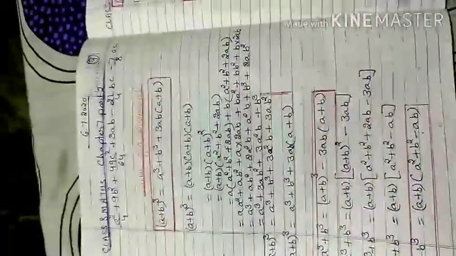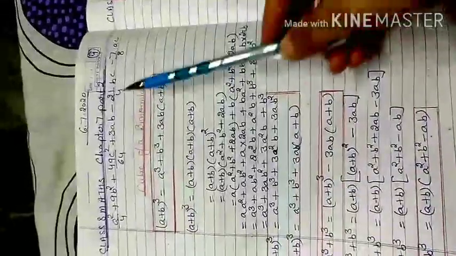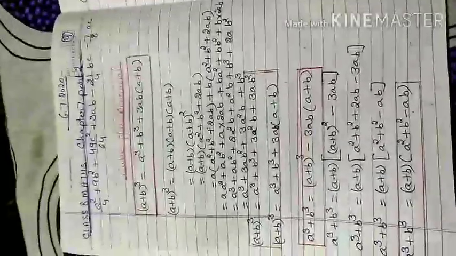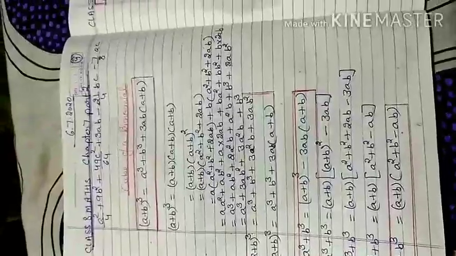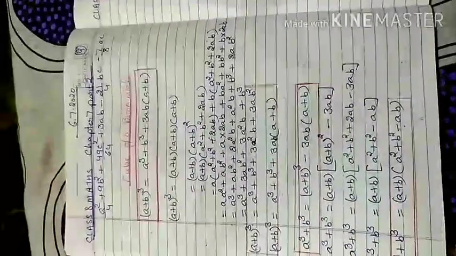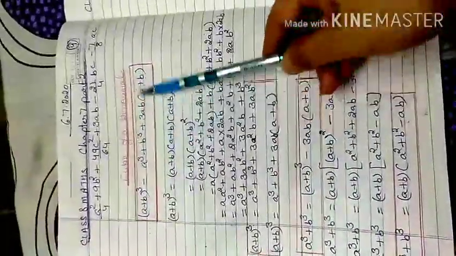Next is cube of a binomial. The answer will be the same in both cases, whether you apply the formula or not, if you apply a plus b plus c whole square. Next is cube of a polynomial.